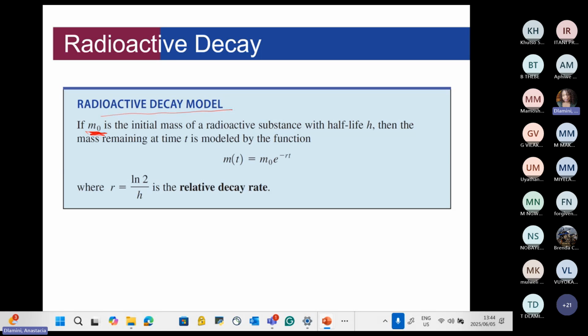So they say if initially a radioactive substance has a mass M0, meaning 5 kilograms for example, with a half-life H, then the amount remaining after time t will be this one. Do you see that? Where r is equal to ln 2 over H, which is the relative decay.